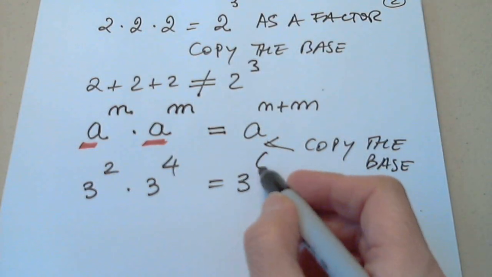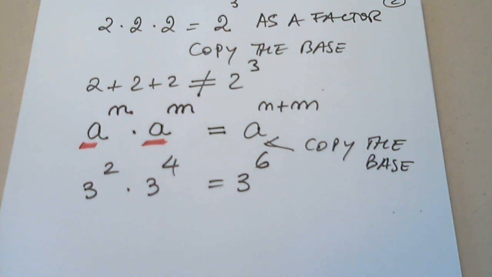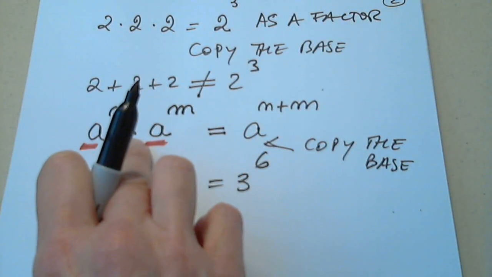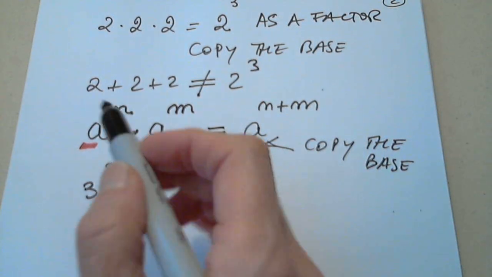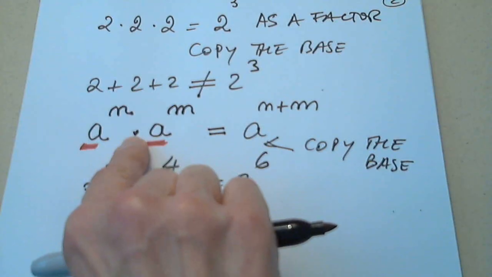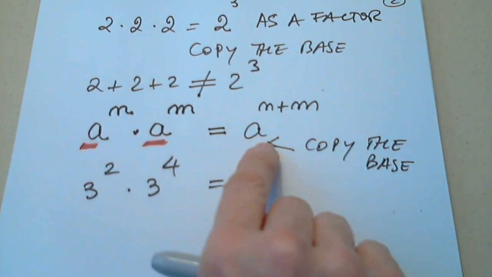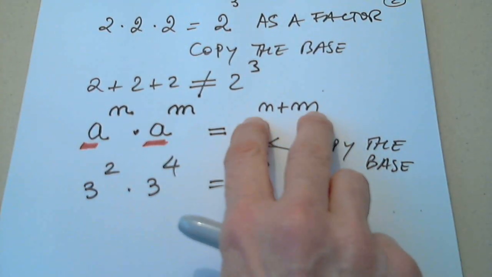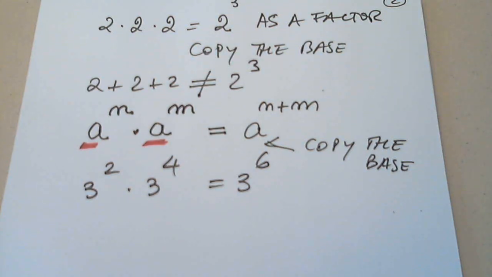3 to the 6. That's it. So this is the power rule, the product rule. So when we have a product, when we multiply, we copy the base and add the exponents. What I want you to understand moving forward is that this is, again, dynamic.